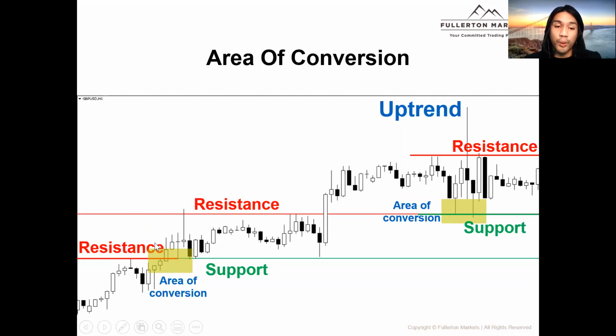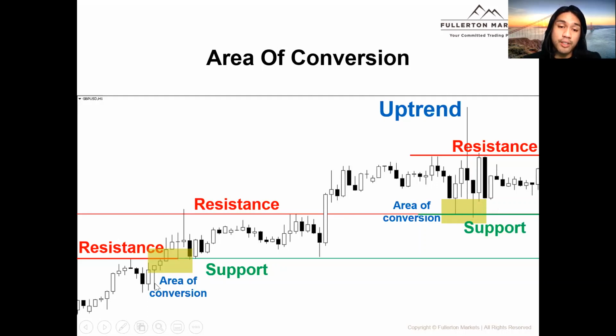Once again, a resistance was tested. It was successful in repelling the prices. Prices moved back down here once again. It was tested again and again until it was successfully broken through. The resistance here is broken through. It is now the support, the area of conversion. Prices move towards the resistance again, but it fails and it moves down. This previous resistance is now a support.